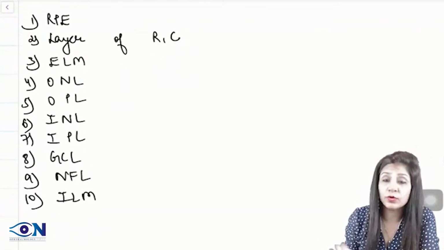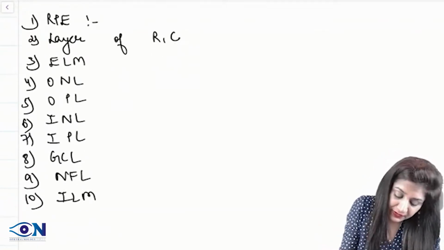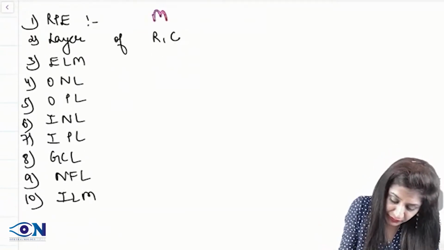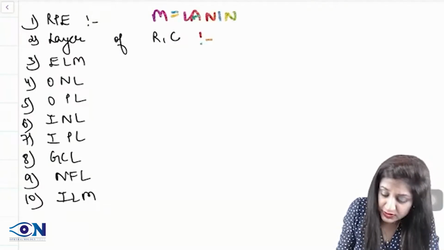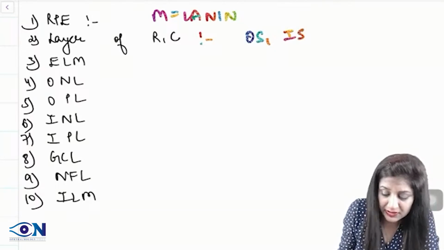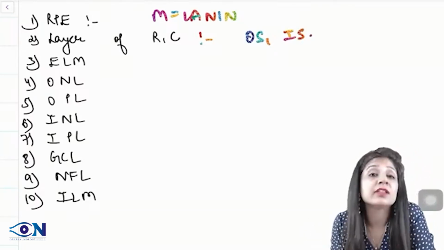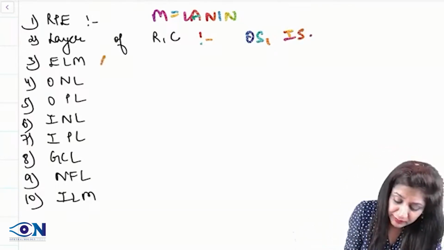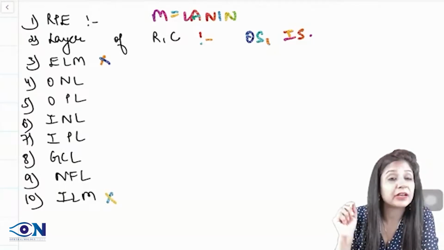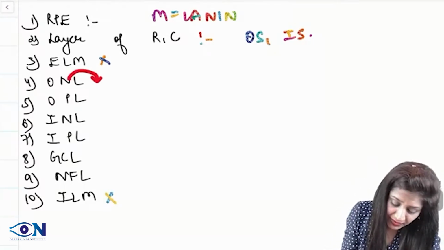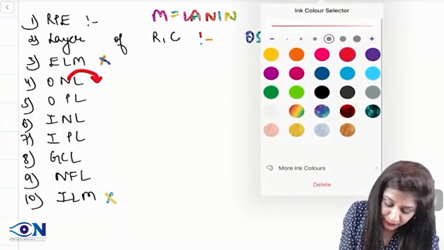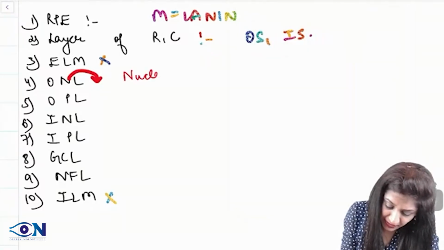This we already know. The RPE layer is darkly pigmented. We have the melanin pigment here. Then in the layer of rods and cones, just the outer segment and inner segment are present. It does not contain the whole of rods and cones. The external limiting membrane has no cells. The internal limiting membrane has no cells. In the nuclear layer we will have the nuclei. So whenever we have a nuclear layer, we will have nuclei.